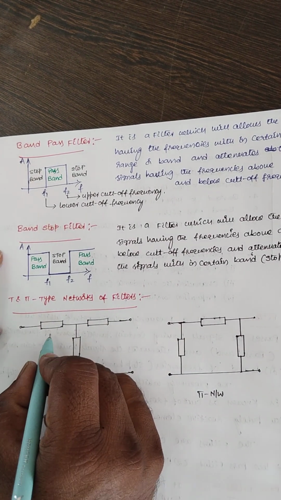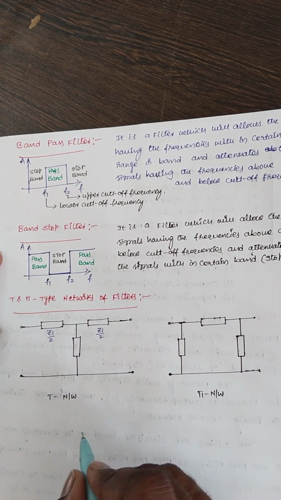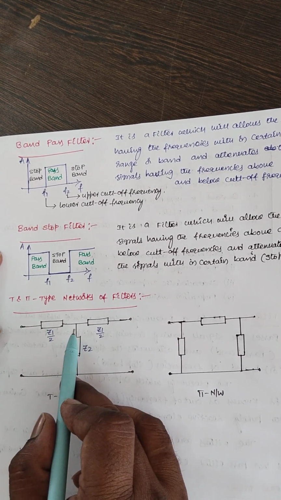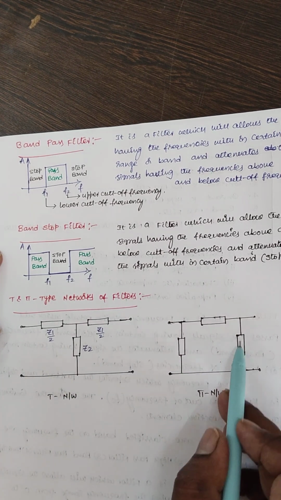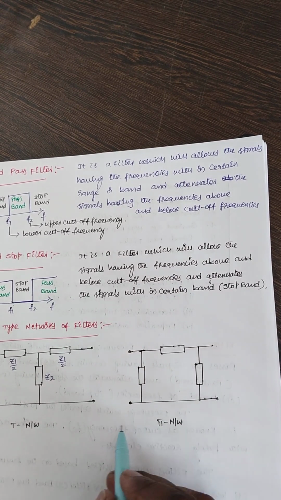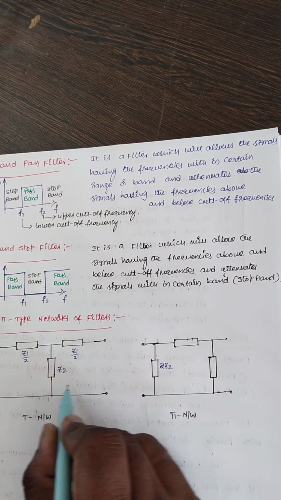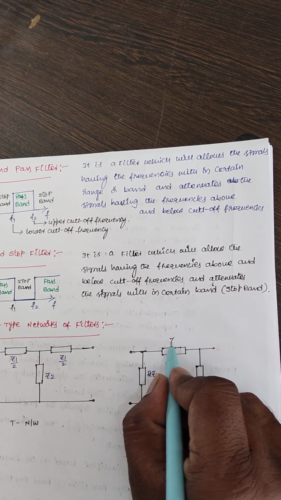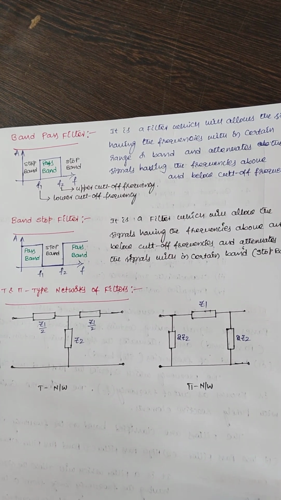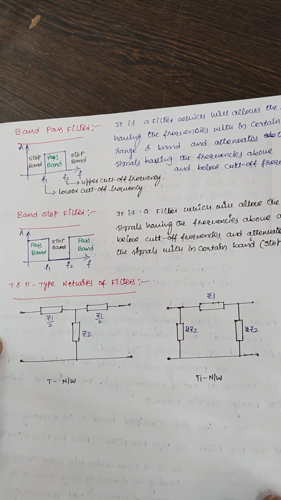Here I can represent it as Z1 by 2. It is also Z1 by 2. It is Z2. This is nothing but the series branch, and this is the shunt branch. And here, if you consider this pi network, this is represented as 2Z2, instead of Z2. Here it is Z1, and this is 2Z2. It is the representation of these T and pi type of networks in case of filters.